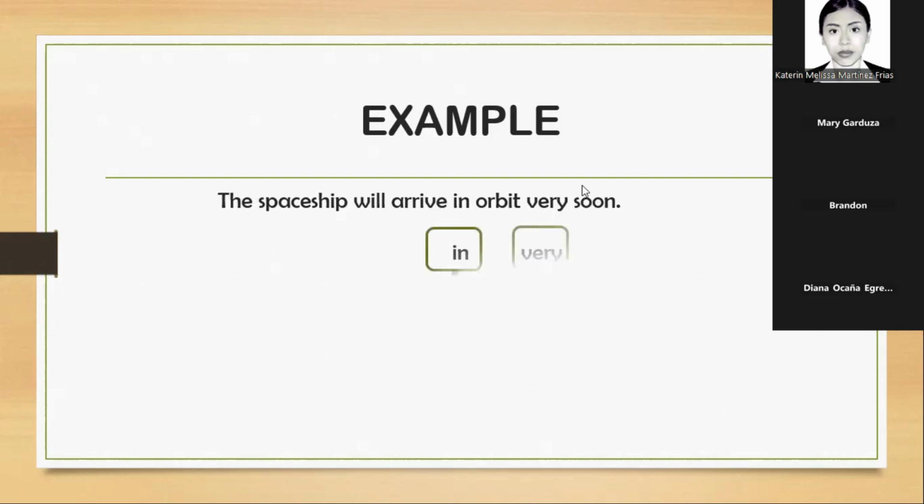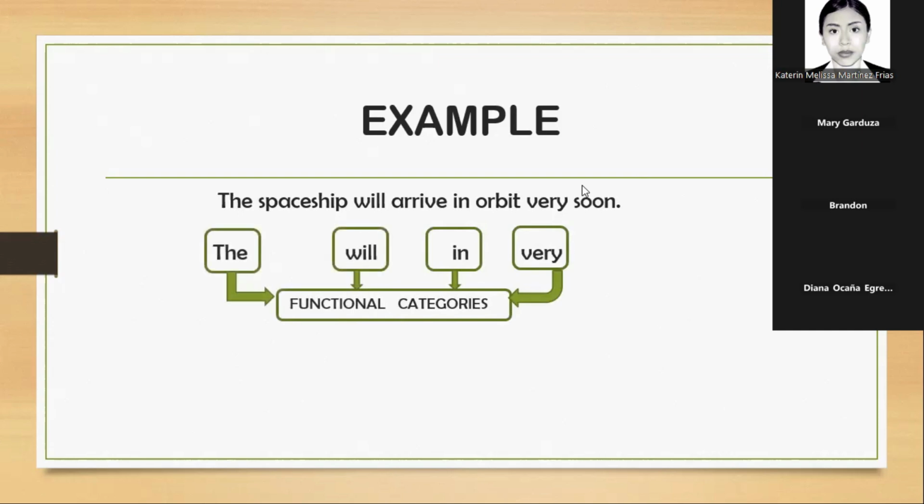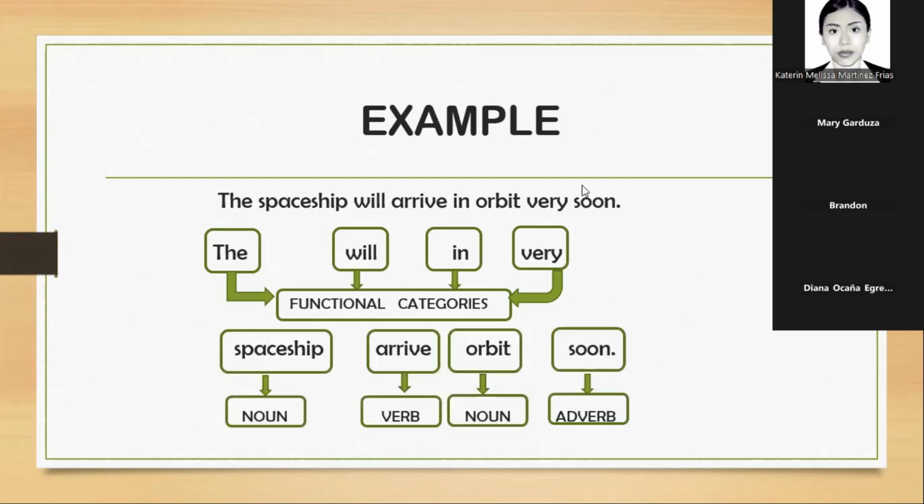So let's move on. Here we have the words the, will, in, and very. They are functional categories, teachers. They are functional categories because they can be thought of as the grammatical glue that holds syntax together, while lexical categories mostly describe non-linguistic things, states, or events. Functional categories often have purely grammatical meanings.